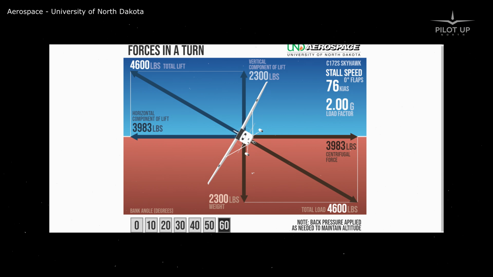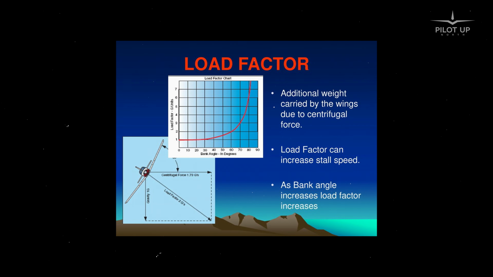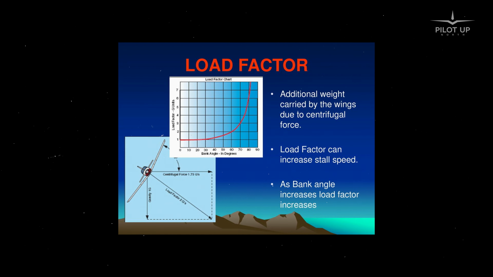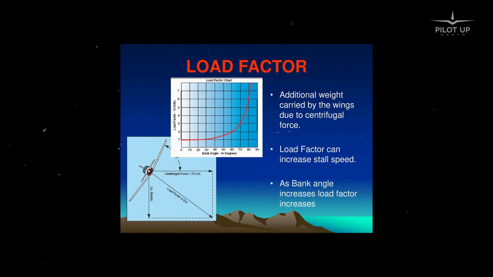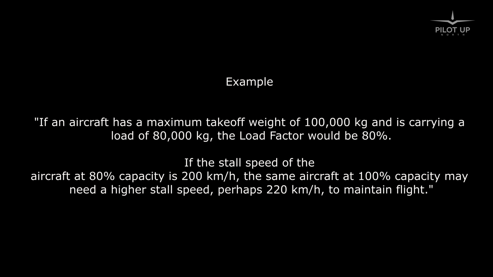The load factor affects the stall speed of an aircraft because to support the additional weight of the cargo, the aircraft needs to generate more lift, increasing its flight speed. As the load is increased, the speed required to keep the aircraft in the air also increases. This means that the stall speed, which is the minimal speed required to keep the aircraft in the air, also increases. So, if an aircraft has a maximal takeoff weight of 100,000 kilos and it's carrying a load of 80,000 kilos, the load factor would be around 80%.